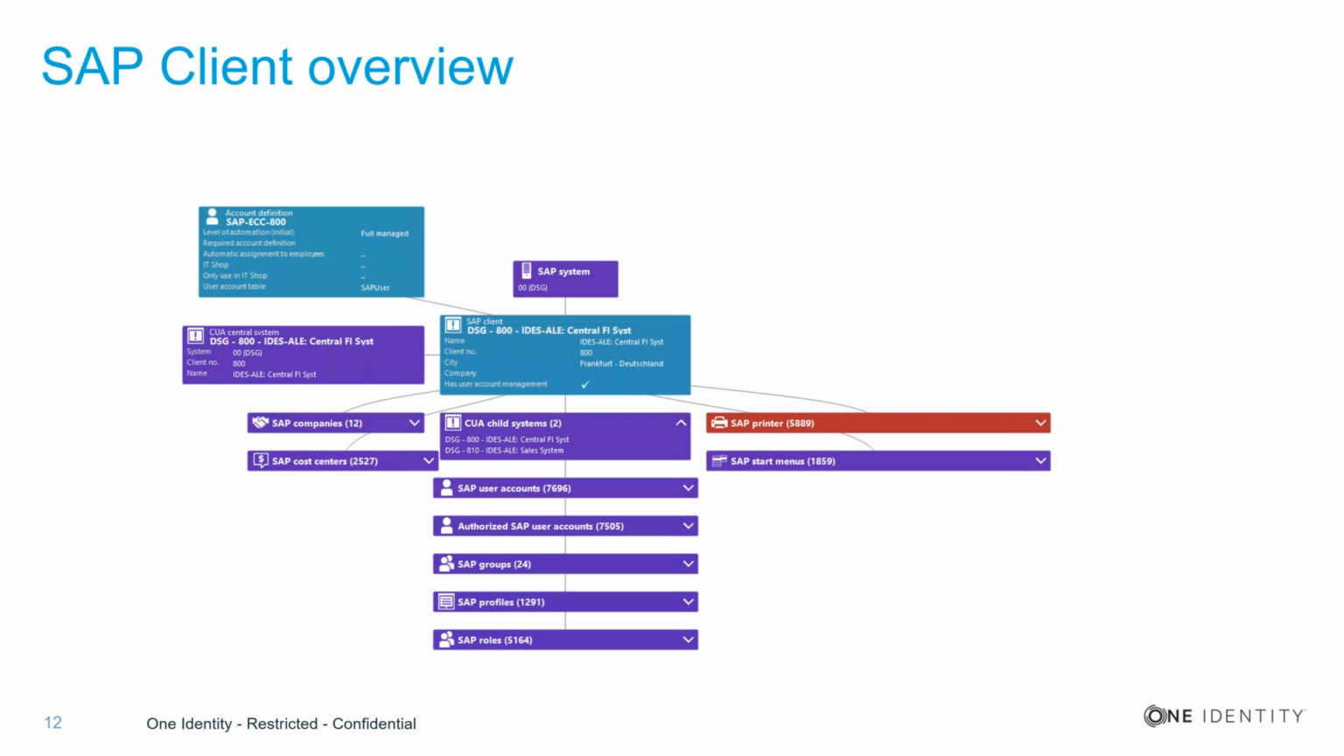The hyperview folds for a big number of objects, as you can see. So the SAP companies, cost centers, user accounts, groups, profiles, and roles that are being synchronized from this client are a big number. So the hyperview folds the items so it can display a better overview in this view. The client overview also shows SAP authorization, SAP BI user accounts.